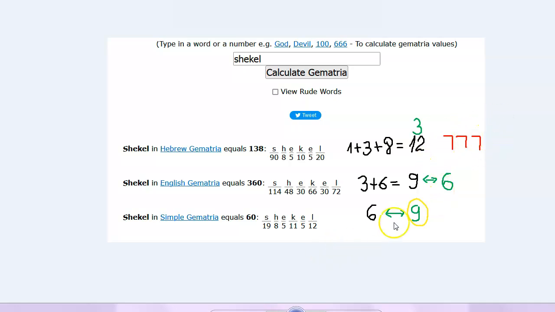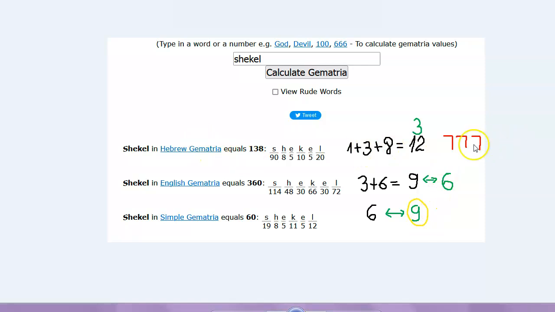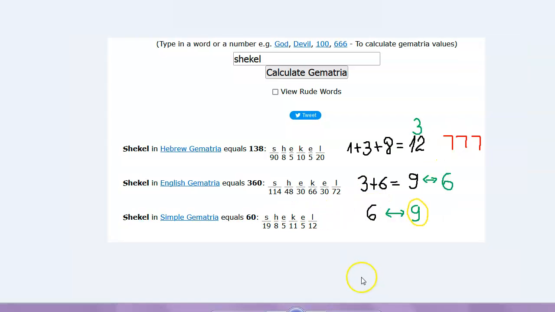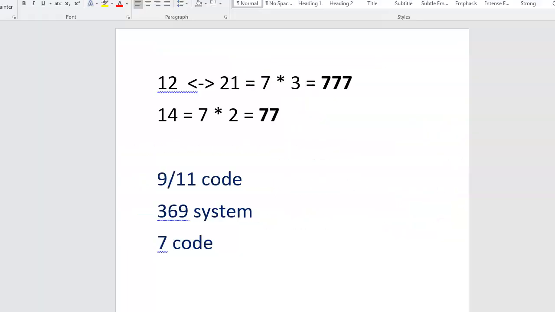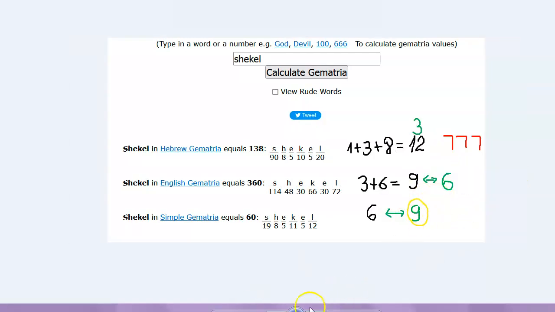So then you have the 7 code. You see the 7 code, the 777. This is for shekel. Now, interestingly enough, you have a progression of the 7 code, because I've done the same analysis with shekel, and you have 7 code here, 7 code here. So this is progressing. This is in the Hebrew, you have the 7, and then you have the 7 in the English and the simple for the shekel. So this is interesting, as I said before. This is reduced. This is 1 plus 3 plus 7. You have 11. And observe the 9/11 code. This is the 9/11 code I just showed here. So the 9/11, the 369 system, the 7 code, they are all here, as you can see.